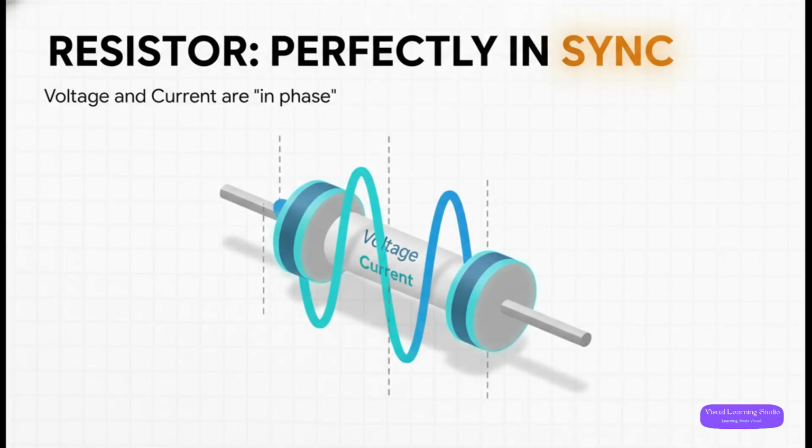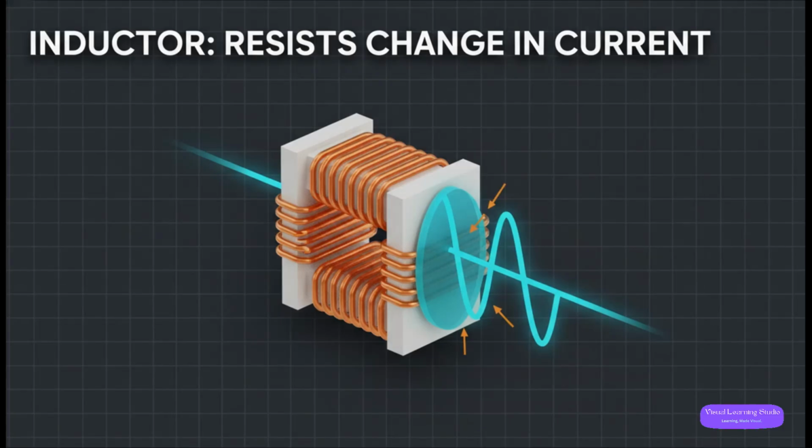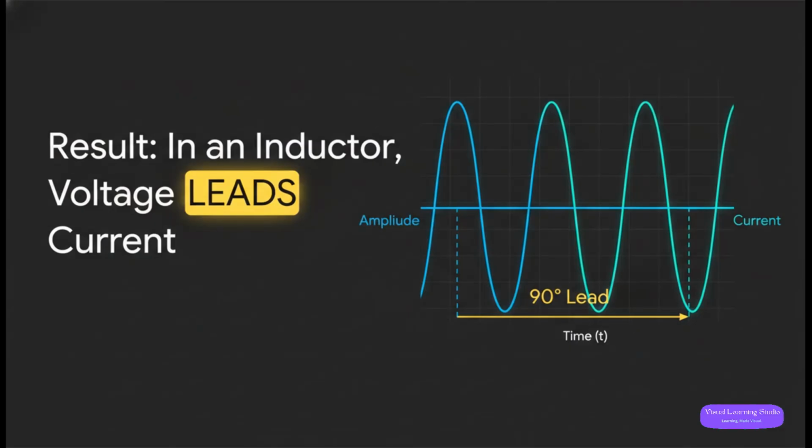First, the resistor. It's simple. Voltage and current waves move together, perfectly in sync. Next up, the inductor. Think of it like it has inertia. It hates any change in current. Because it pushes back, the voltage has to peak first just to get the current moving.